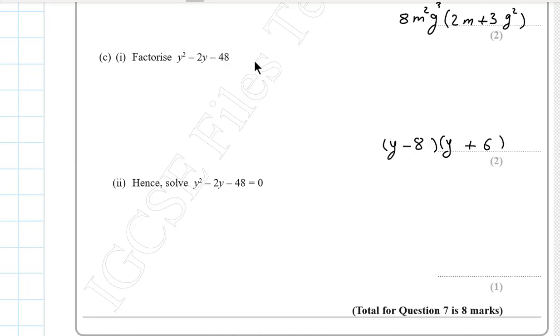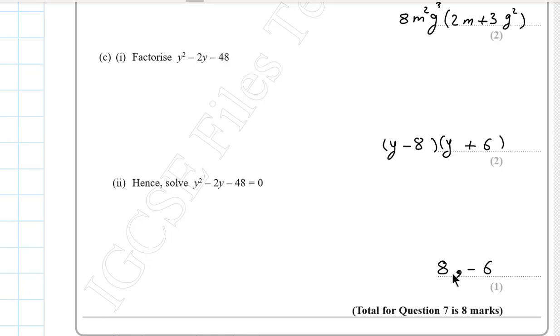Negative 8 times 6 is negative 48 and their sum is negative 2. Hence, solve y squared minus 2y minus 48 equals 0. When we equate it with 0, either y equals 8 or y equals minus 6.